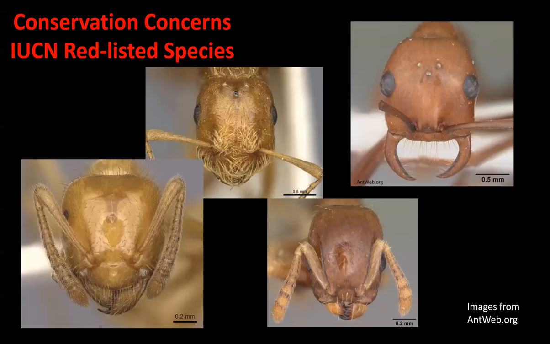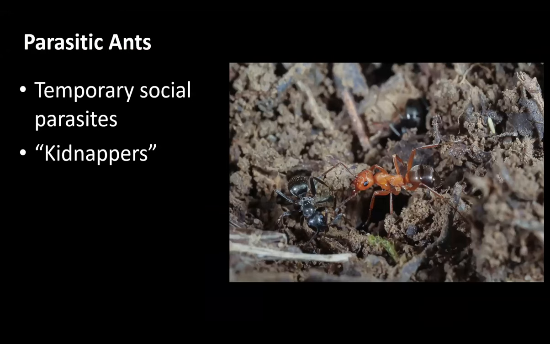And then there's conservation concerns for ants in the Northeast. IUCN red listed species, these are all vulnerable to extinction. IUCN, International Union for the Conservation of Nature. All four of these species occur in Columbia County. And I will talk more about these, but they're all parasitic ants. And I really like parasitic ants. This is another reason why learning about ants is so great, because the natural history is really interesting.